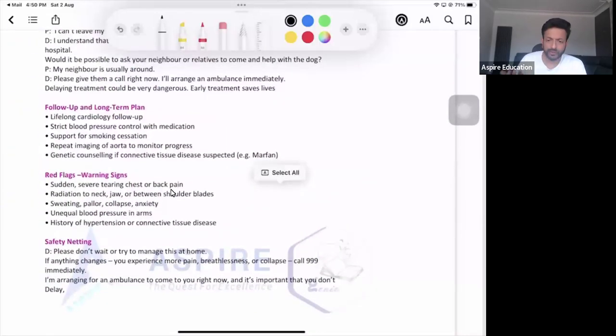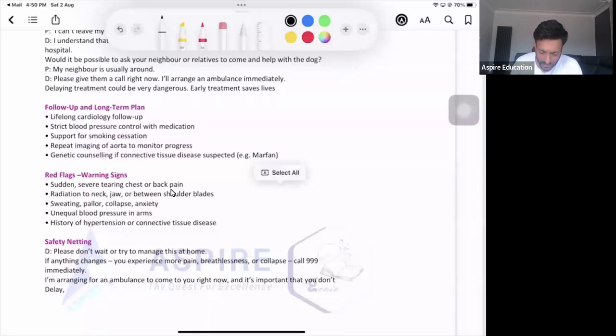And simply follow up. I mean, the warning signs and all: you can give the warning signs, simply like sudden severe tearing pain, or if it is radiating to your left arm. And yeah, that's it, and let us know. But that is when the patient is in the hospital, isn't it? So it's a bit tricky.